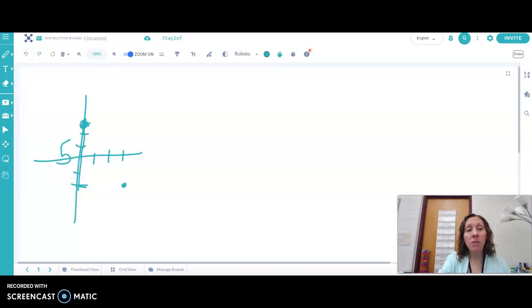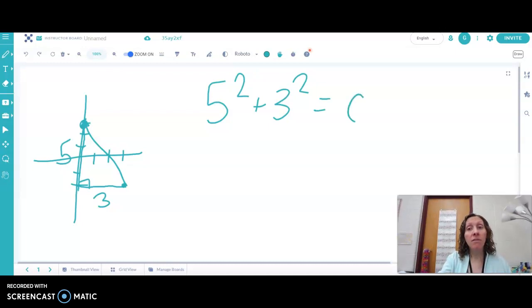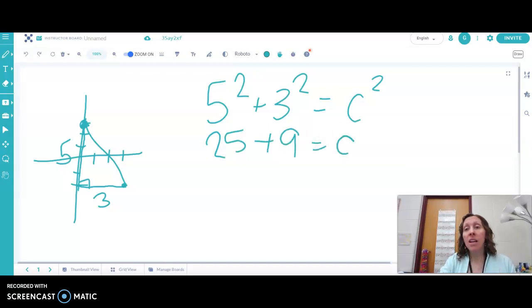Then you'd have to run 1, 2, 3. So that would be 3. They form a right angle, so those are the legs. And then the other side is called the hypotenuse, which is C, and we're going to solve for the length of that line. All right, so 5 squared is 25. 3 squared is 9, and that is equal to c squared. 25 plus 9 is 34.